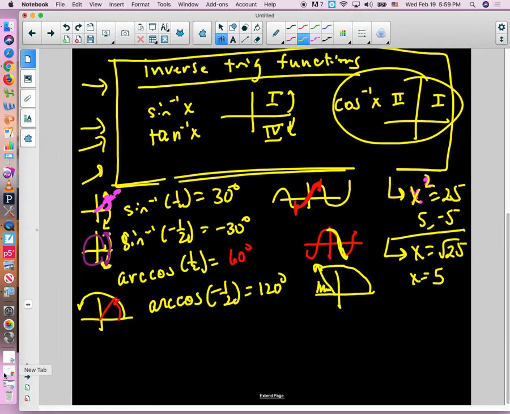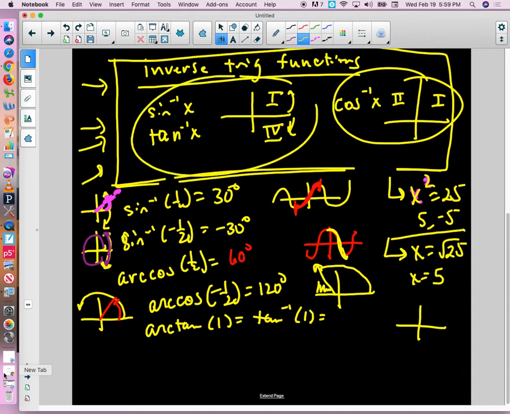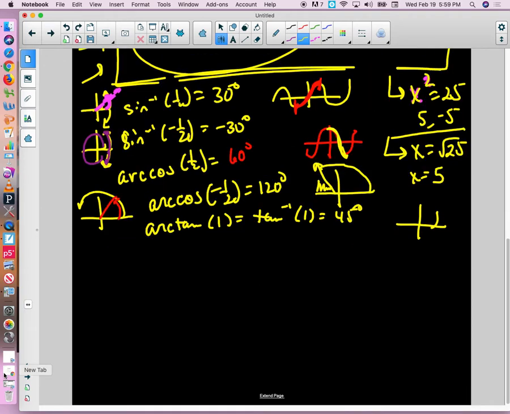All right, the next one that I'm doing is arc tan of 1, or inverse tan, either one. This is the same thing. All right, so arc tan and arc sine, you're looking in the first and fourth quadrant. So I'll look in the first quadrant, I'll find my answer at 45 degrees. Arc tan or inverse tan of negative 1.